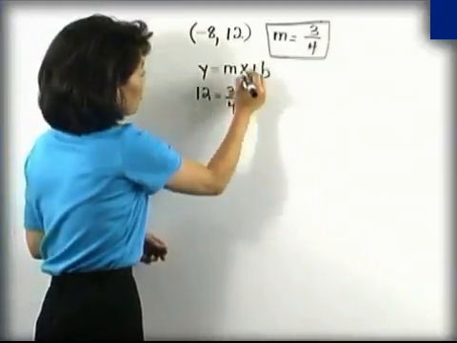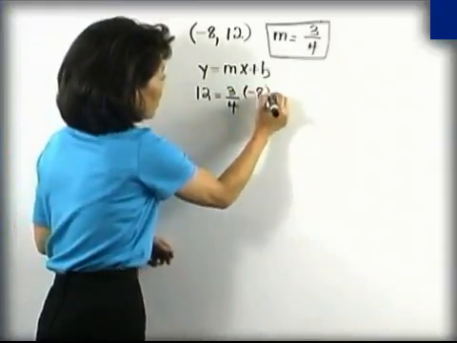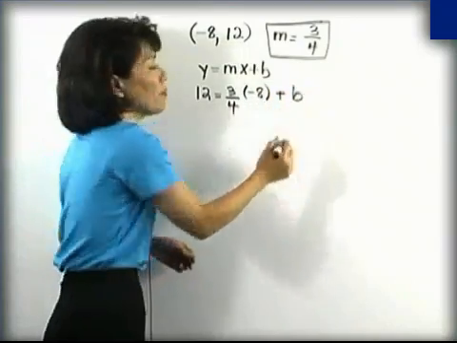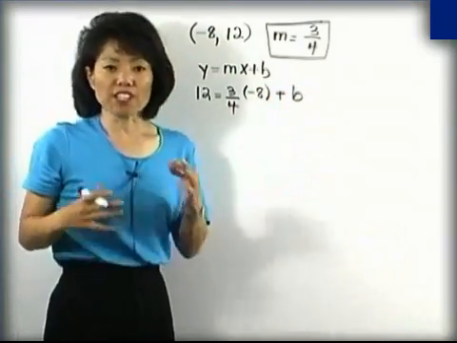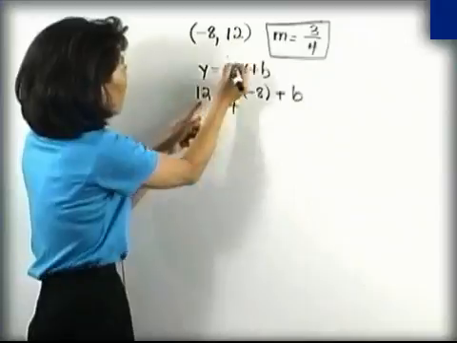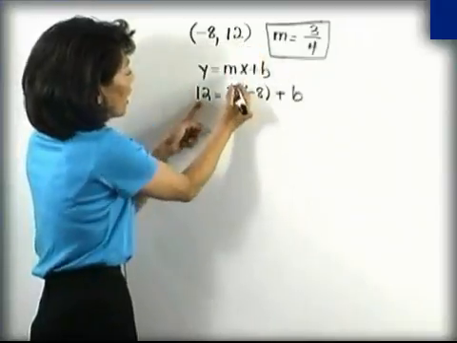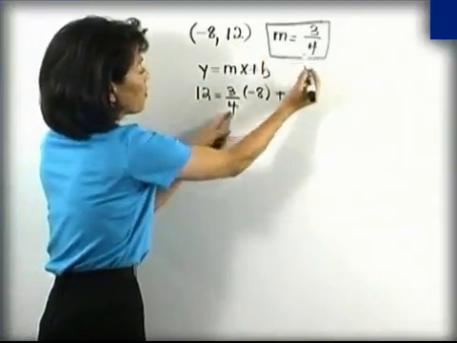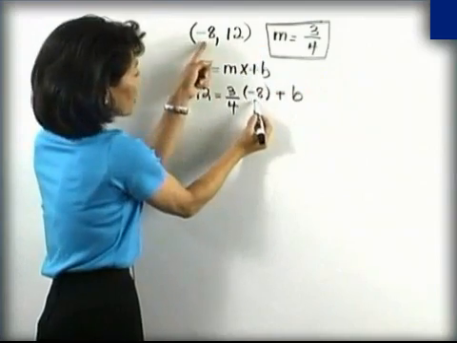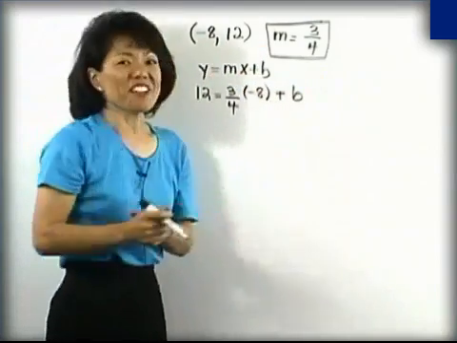X is equal to -8. And then we have plus b at the end. Let me again show you all the substitutions I just made. Y, 12. M, 3/4. X, -8. And then there's the plus b.